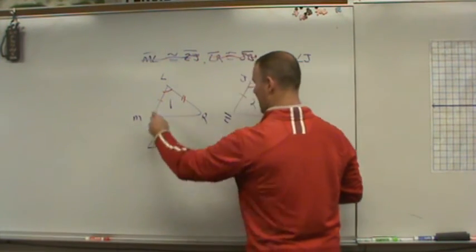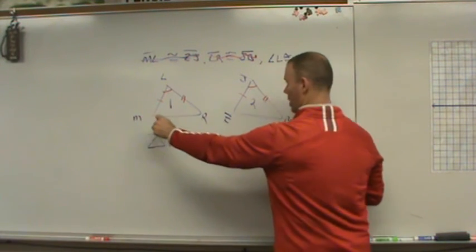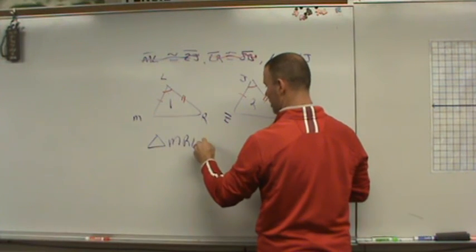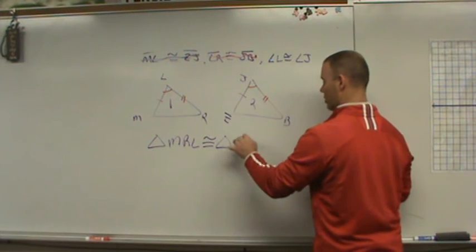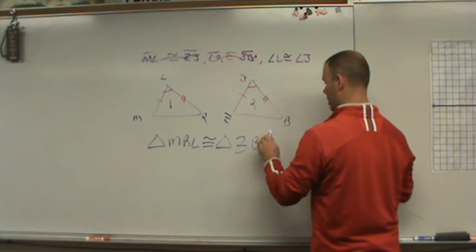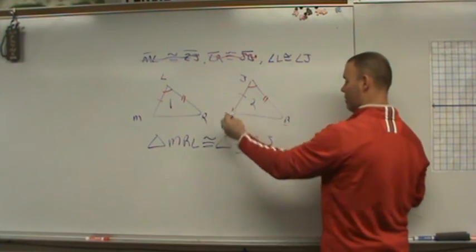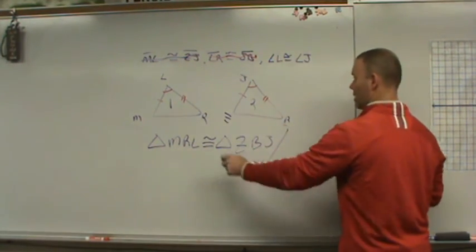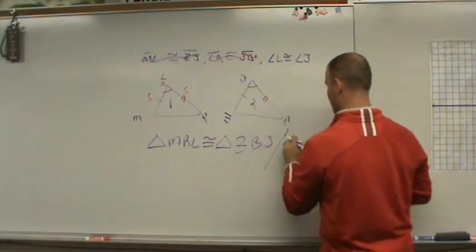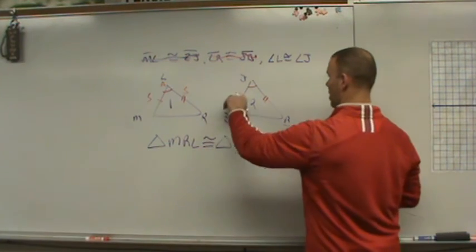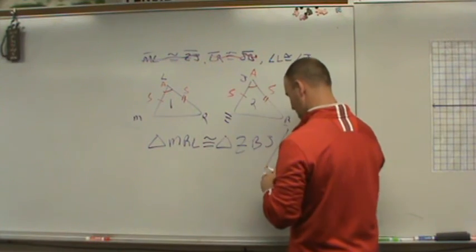Congruence statement, again, I get to start wherever I want. M, R, L, so I went lower left to right to top. Is congruent, I've got to do lower left to right to top over here. Triangle Z, B, not L, and J. I've got to go lower left, right to top. So there's my congruent statement. Now, what is my reason? Well, my reason should be side, angle, side, or SAS, because over here I have side, angle, side as well.